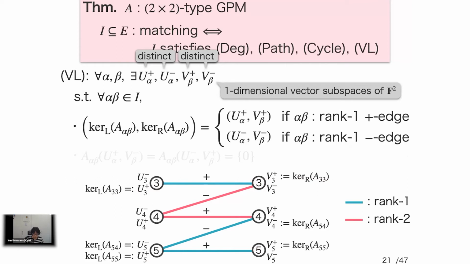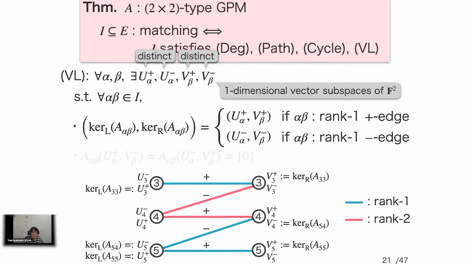Similarly, if alpha beta is a rank 1 minus H, then the minus spaces of alpha and beta are determined by the kernel of the corresponding submatrices. And here, these are vector spaces over F. In this picture, there is one rank 1 edge, and so the minus spaces of 5 and 4 are determined by its kernel, like this.